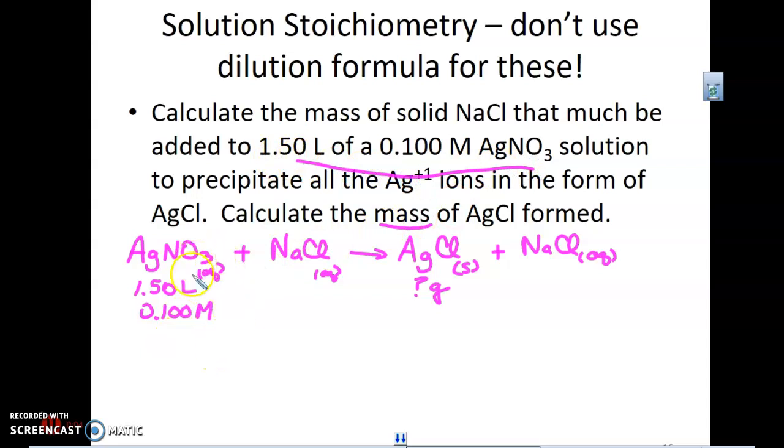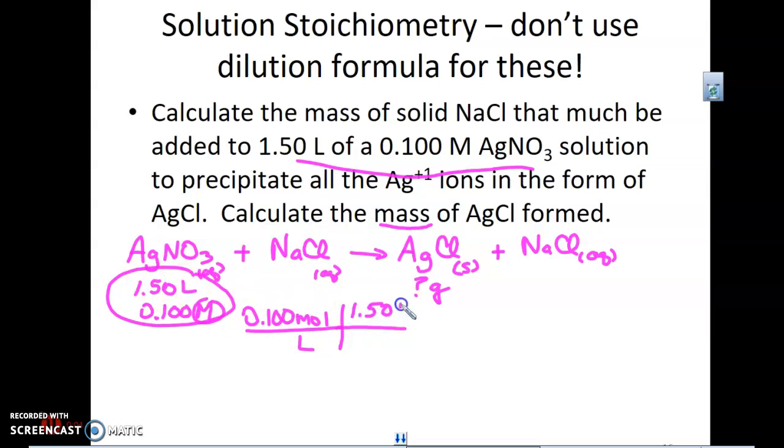The first thing that you want to do is whatever substance you're given both the molarity and the volume for, start there, for all of the problems. So I'm going to start with this, and I have 0.100 moles per liter. That's what molarity is, so I'm going to just rewrite that big M as moles per liter. I'm then going to multiply by 1.5 liters, and remember, if that's given in milliliters, be careful of that. Convert that. Okay? And we're going to multiply that and get 0.15 moles.